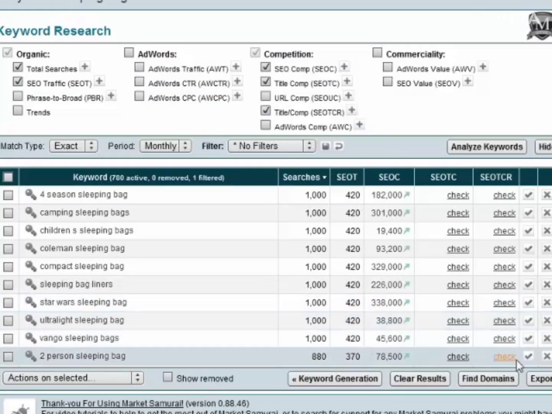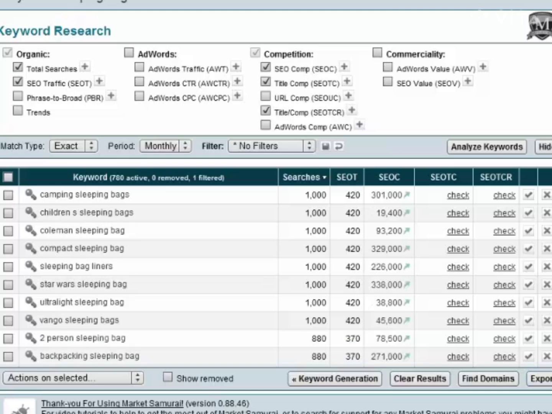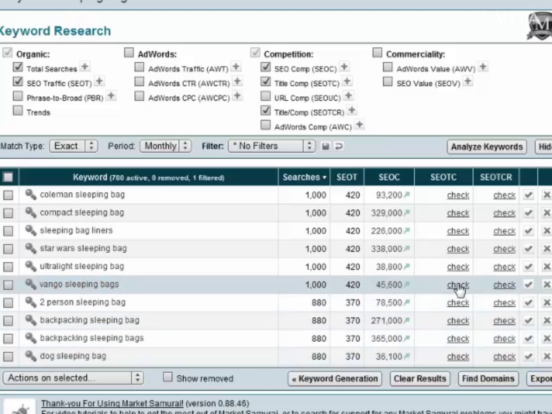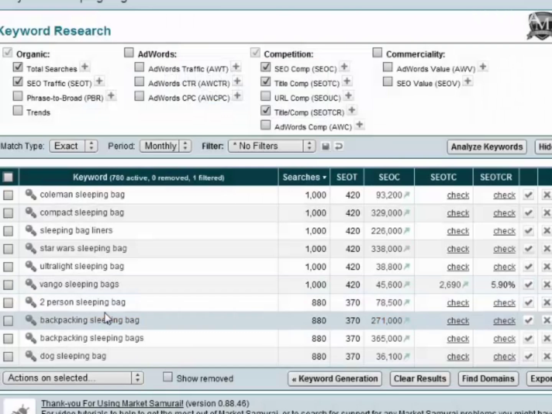Star Wars sleeping bag. Who doesn't want one of those? Here's another, Van Gogh sleeping bags, another product brand, very low competition. So I'm seeing a couple of things here. One, I'm seeing that this is a very good market.